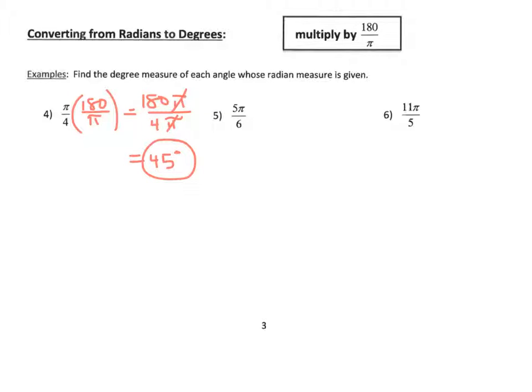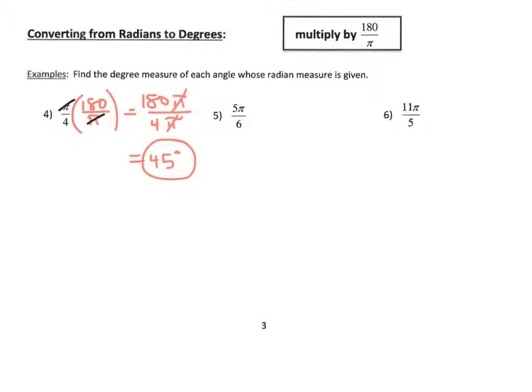The other way you could do it, if you prefer, and you don't have to, is that in this initial step, when we're multiplying by 180 over pi, you could just jump right into saying, this pi on top cancels with the pi on bottom, and 180 divided by 4 is 45. So you can skip this step if you want. Try out numbers 5 and 6, hit pause, and then you can hit play and see how you did.